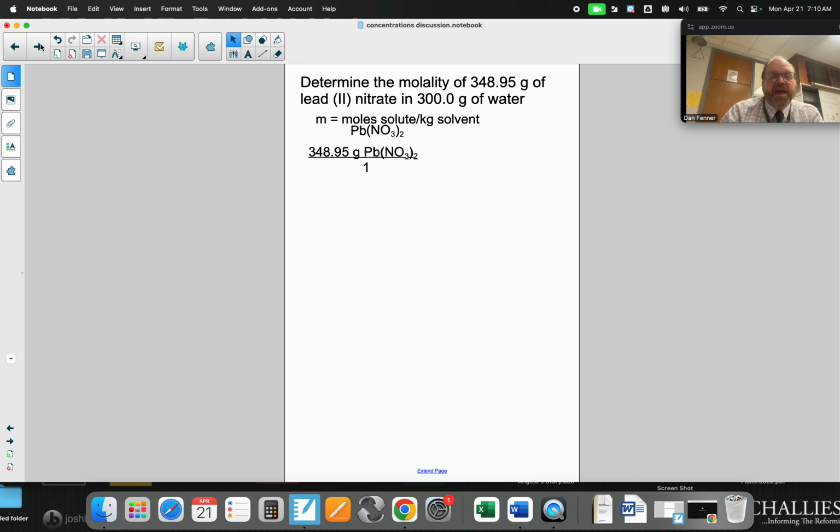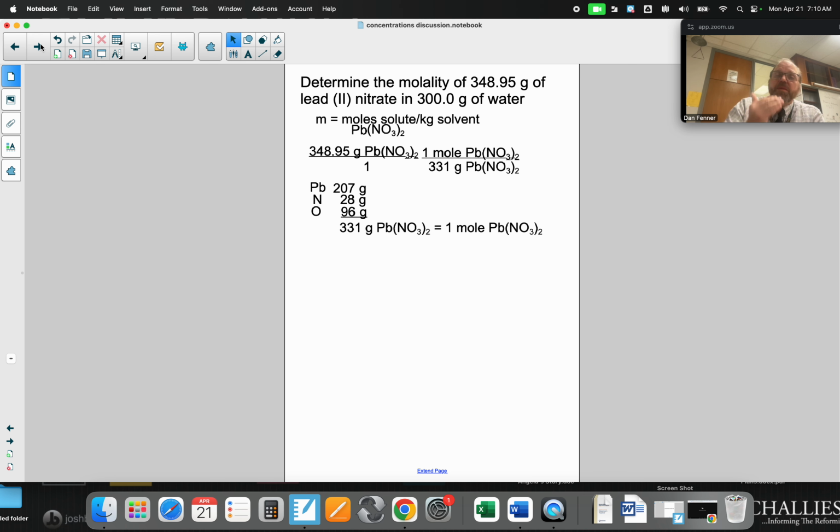All right, so we have to take that solute in grams, and remember that's a solute, it's going to go to moles. So lead is 207, nitrogen is 28 because there's 2 of them there, 6 times 16 is 96 grams. So we have 331 grams of lead(II) nitrate is 1 mole of lead(II) nitrate. We put grams on the bottom, moles on top. Take your handy dandy calculators: 348.95 divide by 331, 5 sig figs. I get 1.0542 moles of Pb(NO3)2.